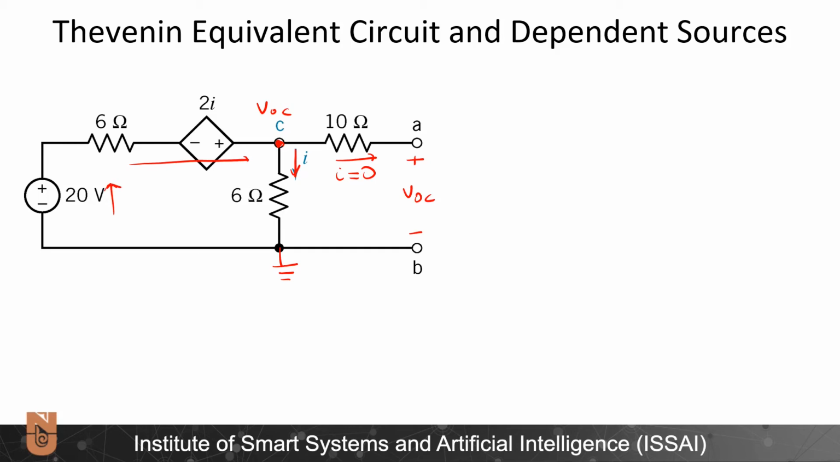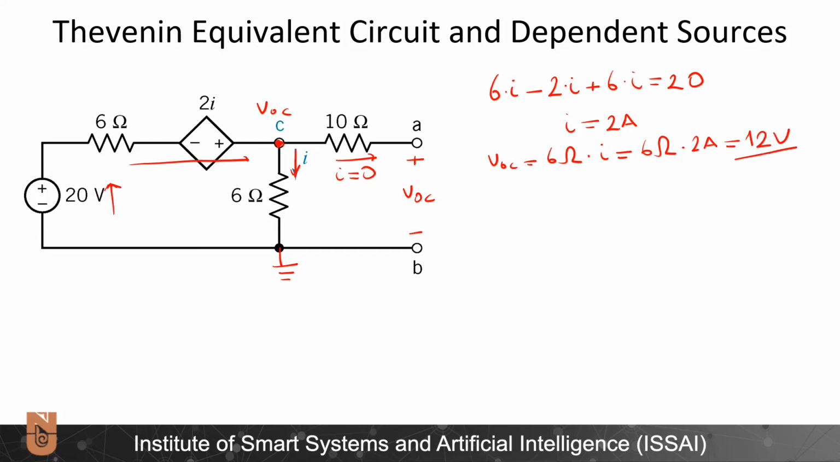So let's write the Kirchhoff's voltage law then. 6 times I minus 2I plus 6 times I is equal to 20. From here I calculate I as 2 amperes and VOC will be simply 6 ohms times I, which is equal to 6 ohms times 2 amperes, and this is equal to 12 volts. I found the V open circuit voltage.